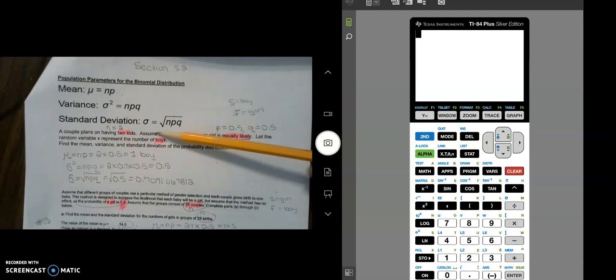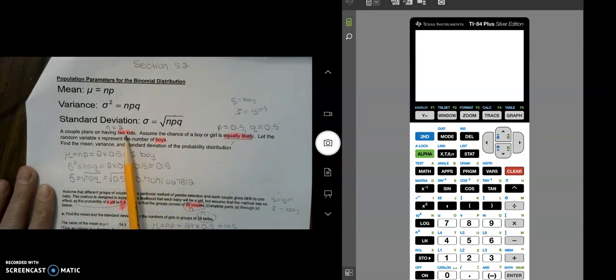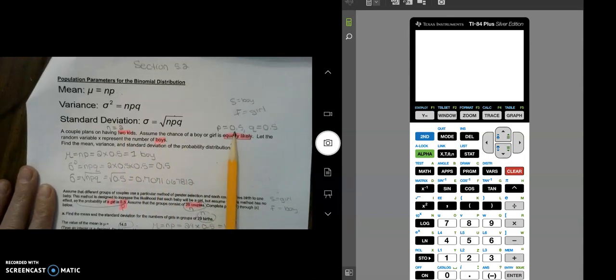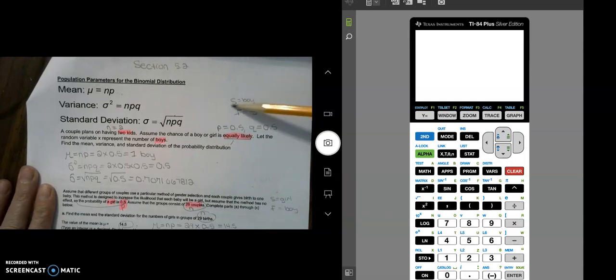Okay, so we're going to do the same example that we did the long way on page 1, but now we know it's a binomial distribution. So a couple has 2 kids, so my number of trials is 2, n is 2. The chance of a boy or girl is equally likely, which means you have a half a chance of boy, half a chance of having a girl. And the random variable represents the number of boys. So my success in this case is boy, which is what they ask for, and failure is a girl. The probability of having a boy, since they're equally likely, is a half. The probability of having a girl is 1/2 as well, or 0.5.